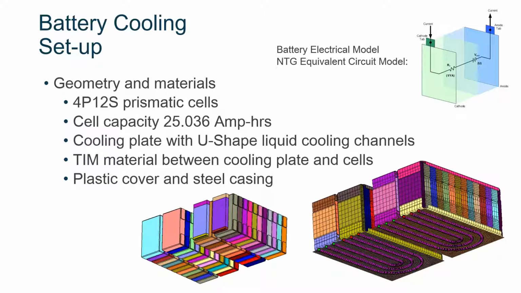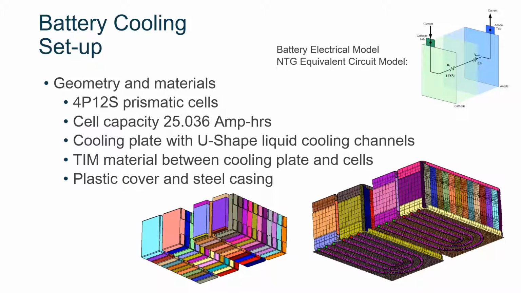We have 48 prismatic cells, 4 in parallel, 12 in series. And we're simulating this with our electrical model, the NTG equivalent circuit. So with this, we can really simulate the charge and discharge of the battery pack. Look at how full and empty the battery is. Good, we have a cooling plate underneath with U-shaped liquid channels. So you see that we're using here fluid streams, which we will combine with the HTCs obtained from OpenFOAM.